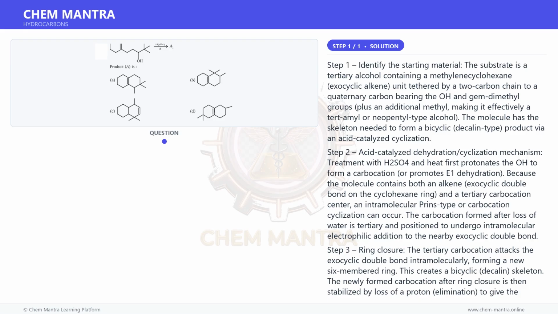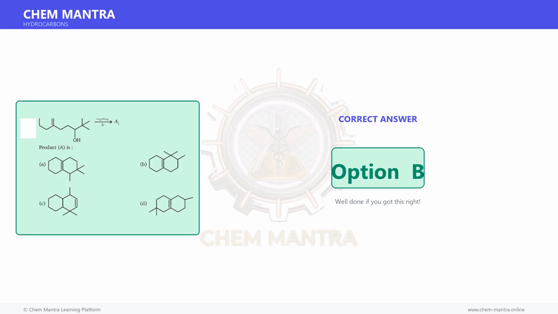Option B correctly represents the bicyclic product with gem dimethyl on one carbon, an additional methyl on an adjacent carbon of the same ring, and the double bond at the thermodynamically favored position in the decalin framework. Therefore, the correct answer is option B.